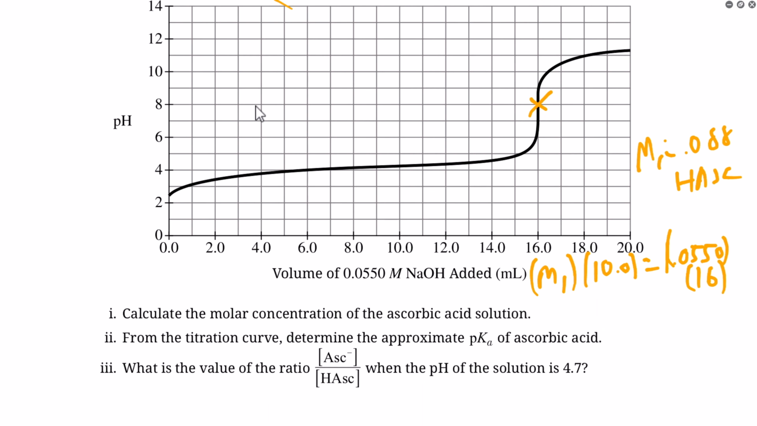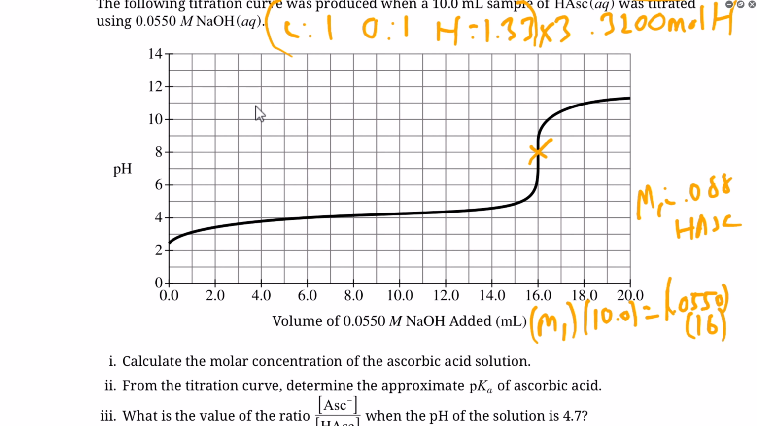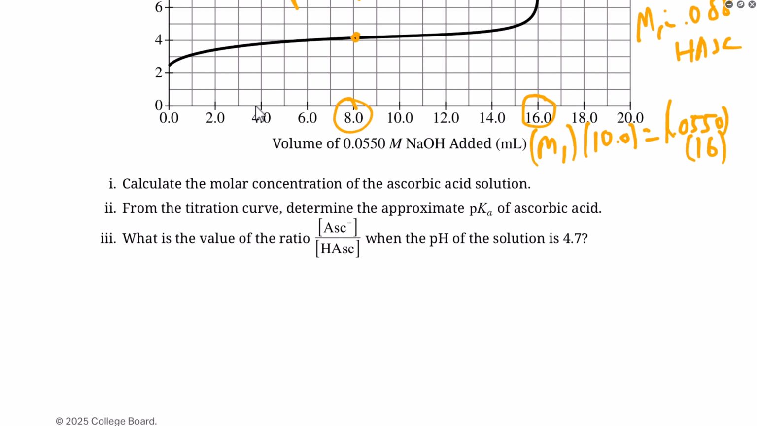It says next to determine the pKa of ascorbic acid. In order to solve for the pKa of the ascorbic acid, remember that pH equals pKa at the half equivalence point. The equivalence point is at 16. The half equivalence point's at 8. So right here, this is where your pH equals your pKa. And it looks to be about 4.1 for the pKa value.